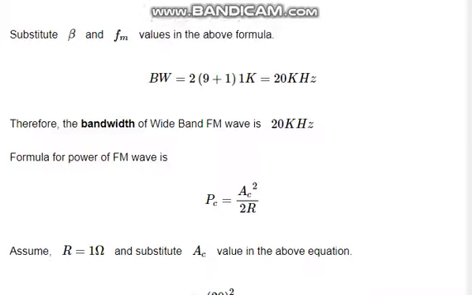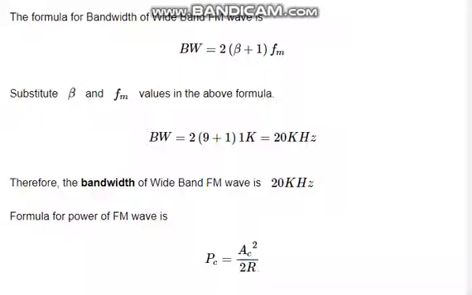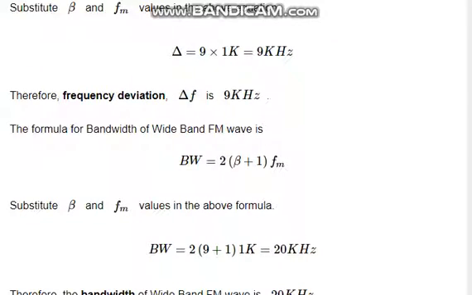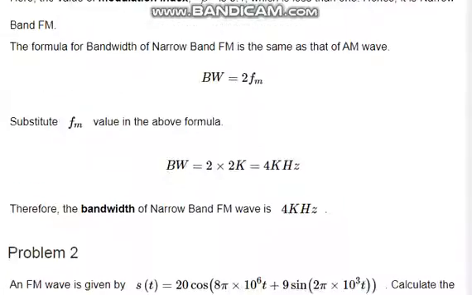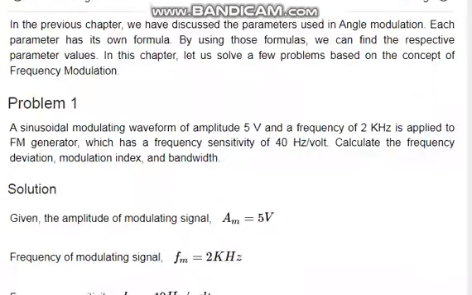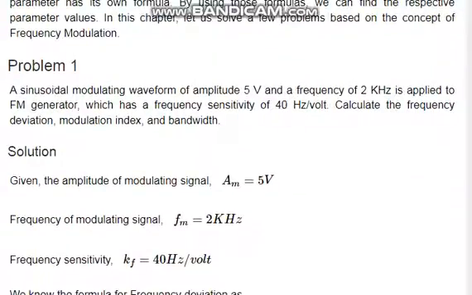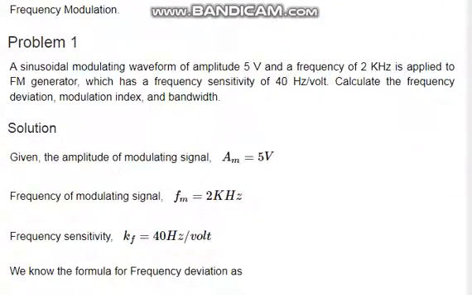So you have to keep in mind that particular bandwidth formula. If it is wideband, it is 2 (beta plus 1) FM. If it's not, then it is 2 FM. So it's a comparison. There are some important equations to keep in mind that will help you write better.